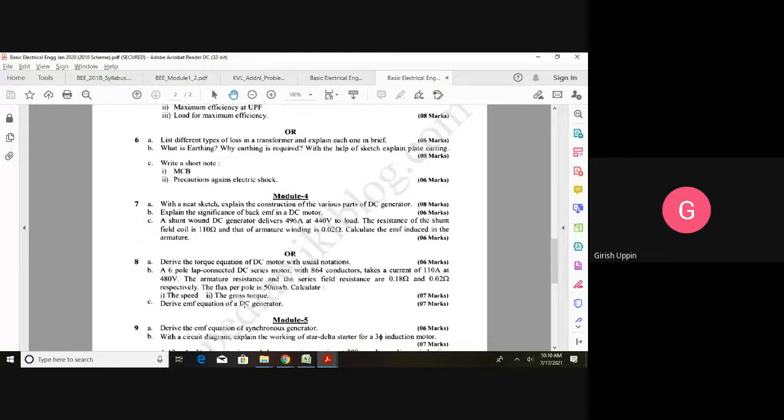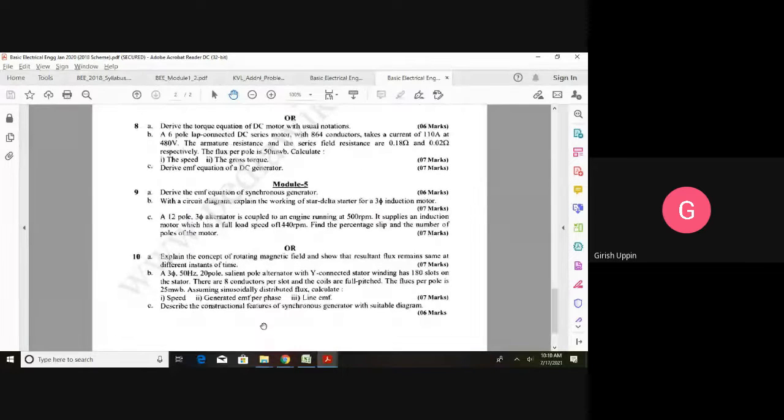Derive EMF equation of a DC generator. So you can see DC EMF. Wherever there is an EMF equation derivation, you have to remember. Derive the EMF equation of the synchronous generator, and at the same time don't get confused with the construction of one machine with another, and the EMF equation of one with another. Suppose you are in confusion about the EMF equation of a synchronous generator, if you have a dilemma, that is the reason I am asking you to write your own answers, so you will have some mechanism to remember.